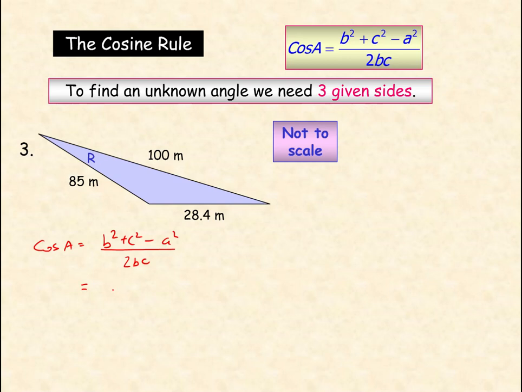Okay, good. And so we haven't labeled our triangle. We're trying to find this angle R here. So if we call this A, because that's the one we're trying to find, and then the others, not so important. Remember, opposite big A, little a, got a little b here, and then got a little c there. Good. And we can write them in our formula now.